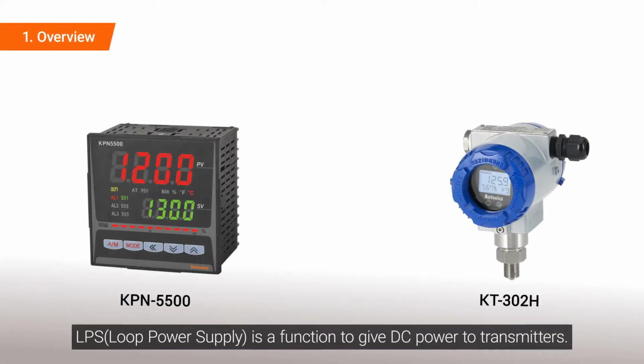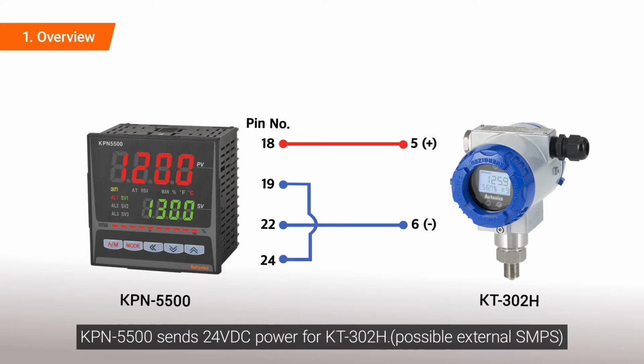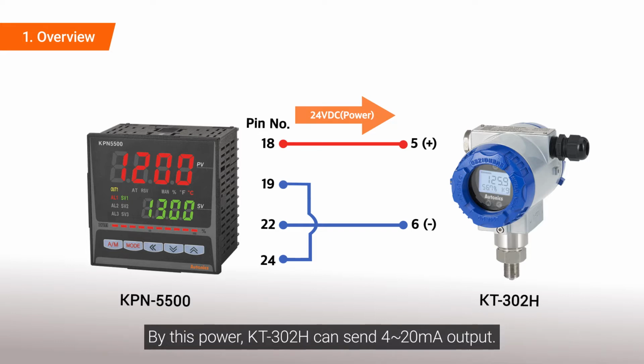LPS is a function to give DC power to transmitters. The KPN-5500 sends 20 VDC power for the KD-300 to H. By this power, the KD-300 to H can send a 4 to 20 mA output.